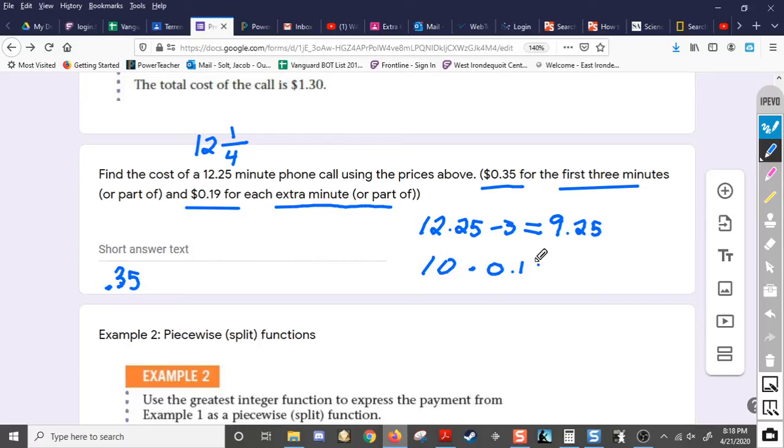So there's my 19 cents times 10. Oh, that'll be $1.90, right? I did that in my head. Hopefully you broke out your calculator. I should have made you do that on your calculator. So 10 times 0.19 is $1.90. What I've got to do is take my 35 cents and add it to the $1.90 to get the answer that you will put here.